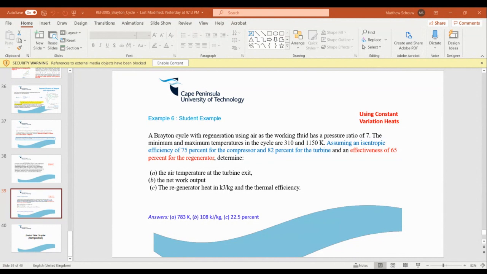So guys, can we do this one? Are you guys keen to do this one? Basically using table A17. Yeah, sure, let's do it. Yeah, here we go. Thank you.